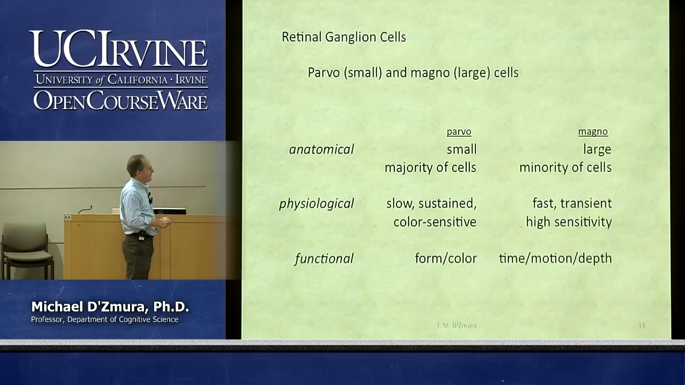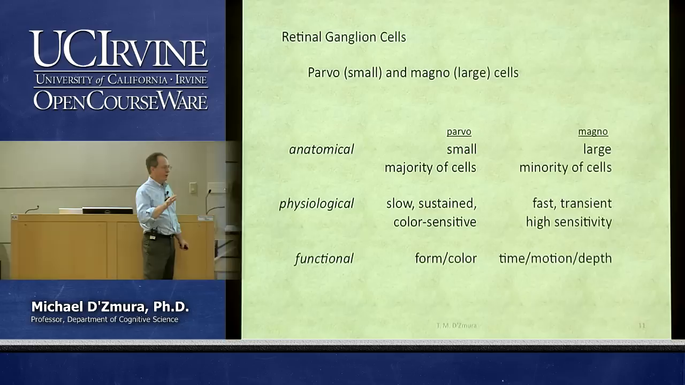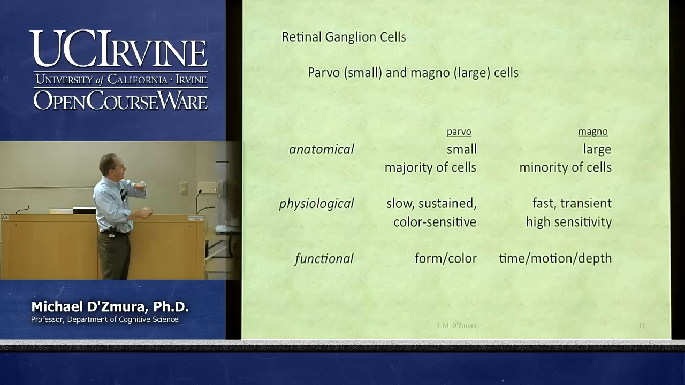They also differ physiologically. So if you look at the responses of the parvo cells to changes in light, you'll find that they have relatively slower responses that are sustained, so that if you shine a light in the receptive field of a parvo cell, as soon as that light is turned on, you'll find that you get, for instance, an increase in the firing rate of this cell that continues as long as the light is on.